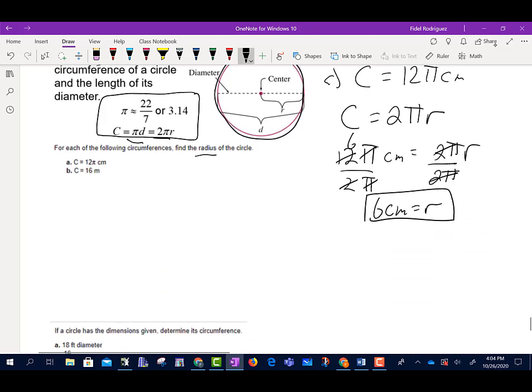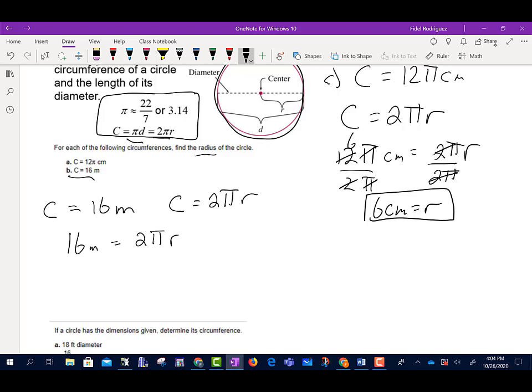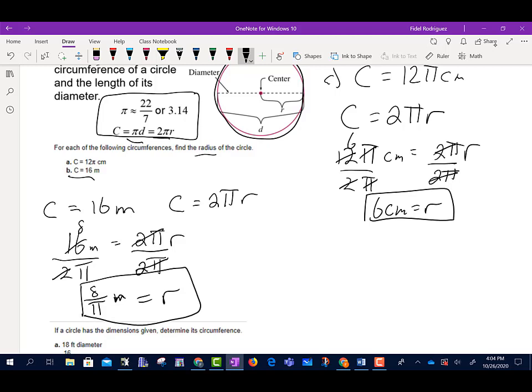Okay? And I will do exactly the same thing for part B. So part B, it says the circumference is 16 meters. And we're trying to find the radius, so I know that the formula that involves the radius is 2 pi r. So I'm going to say that 16 meters is equal to 2 pi r. Still going to divide by 2 pi. So the 2 pi's will cancel, and 2 goes into 16 8 times, so I'm going to have 8 divided by pi meters is equal to my radius. Okay.